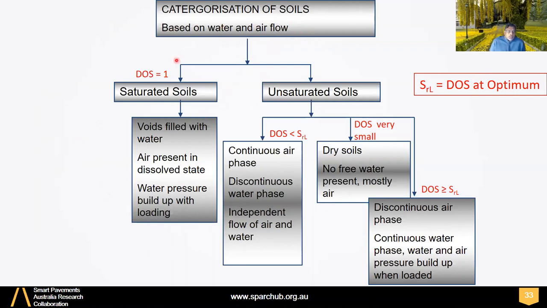For example, if the degree of saturation is one, the soil is saturated, so air is not present, only maybe in a dissolved state, and water pressure can build up quickly with loading, especially undrained loading. That's why we want to avoid pavements going to a degree of saturation of one, or generally above the line of optimums, SRL. Above SRL, you get a discontinuous air phase and discontinuous water phase, and air pressure and water pressure can build up. If DOS is less than SRL, the air phase is continuous, therefore air can escape, and water pressure doesn't build up as much. So that's better performance. Dry soils, of course, only have air.